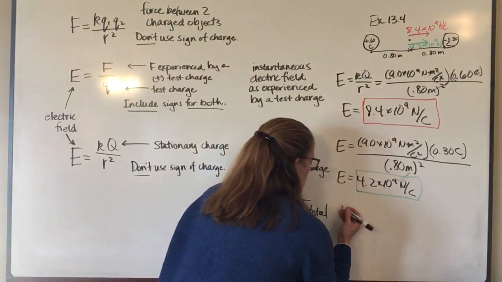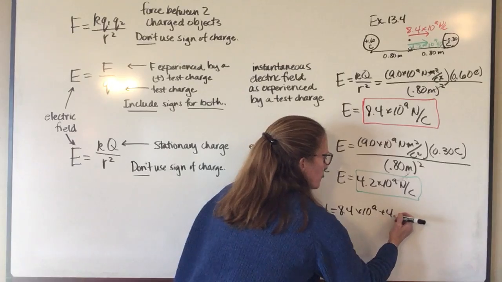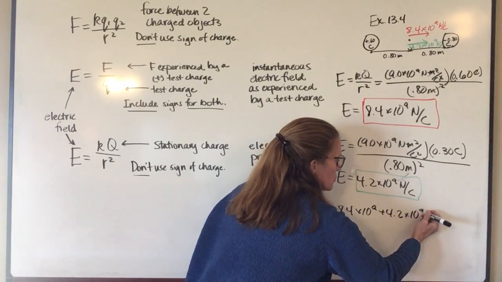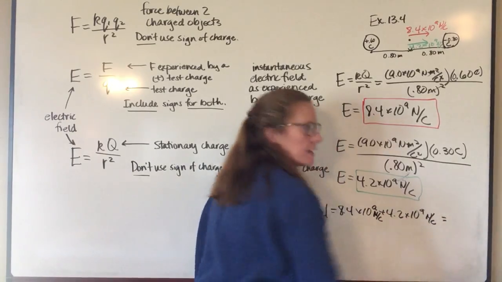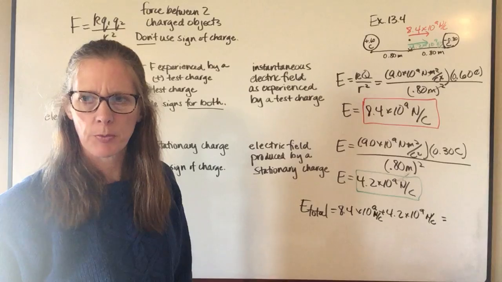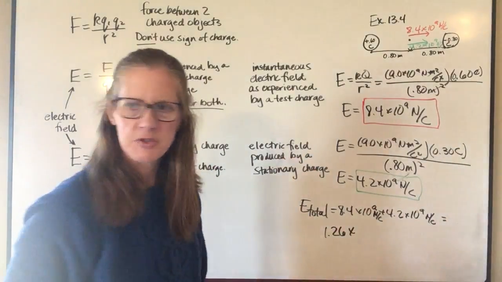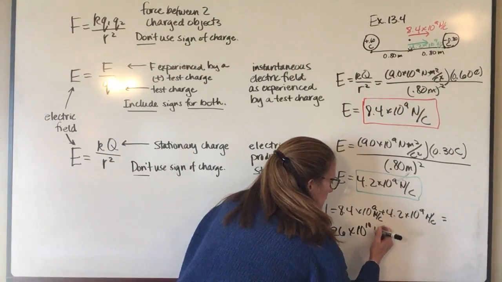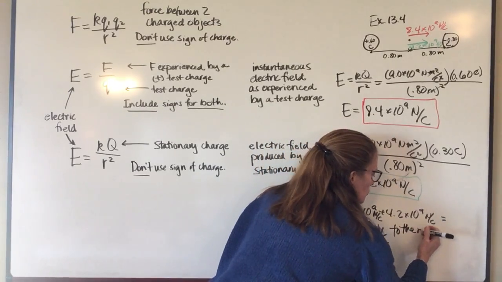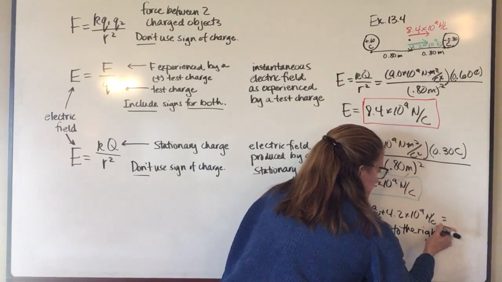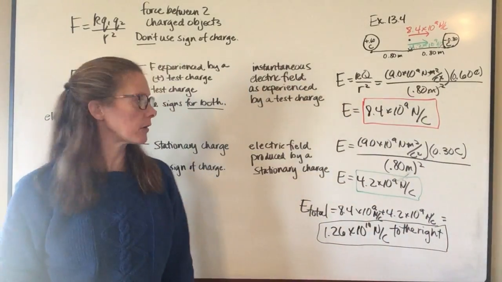So all I have to do is take 8.4 times 10 to the 9th plus 4.2 times 10 to the 9th, and that should be newtons per coulomb. And so when I add those together, I'm going to come up with a final answer of 1.26 times 10 to the 10th newtons per coulomb to the right. Okay, so there's our answer for the first part of the problem.